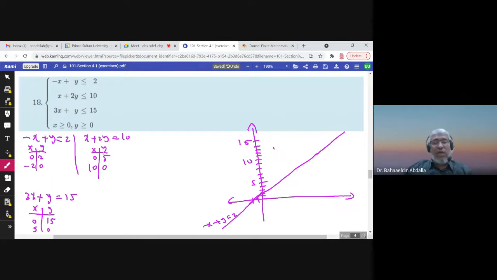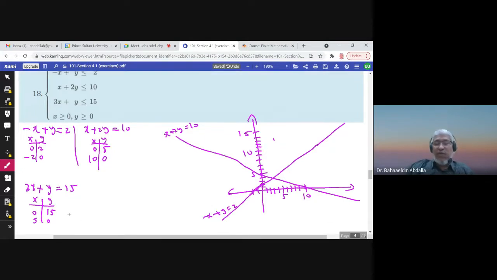All right, the second line: 0, 5, 10, 0, and also the line is not dashed. It's a continuous line. Okay, this is the line x plus 2y equals 10. 3x plus y equals 15: 0, 15, and 5, 0. Also, the line is not dashed. It's a continuous line.